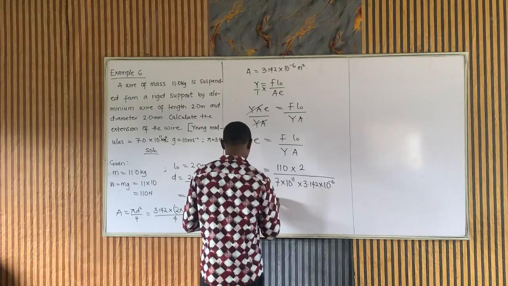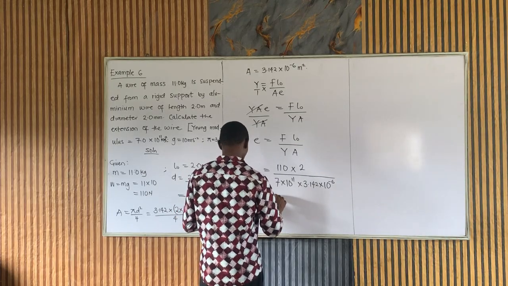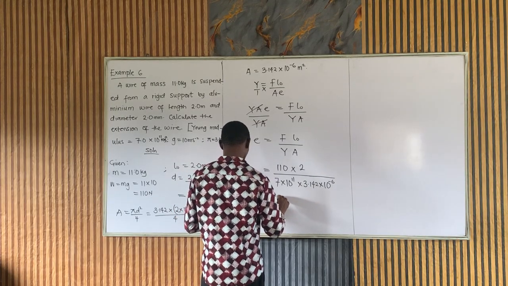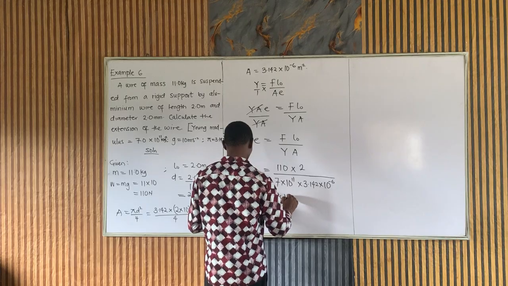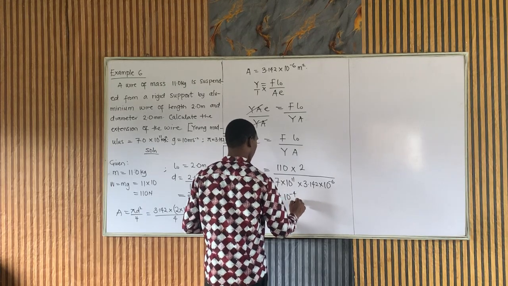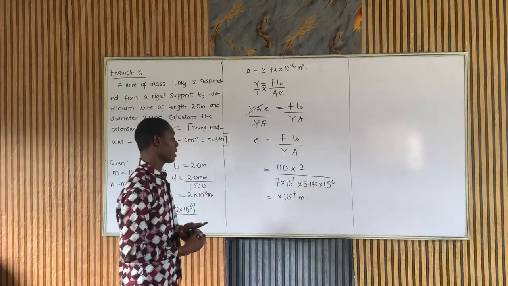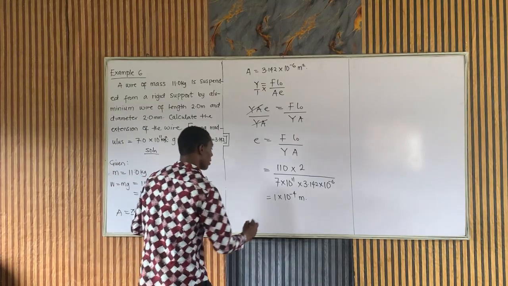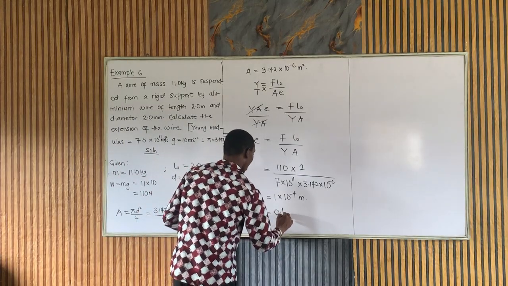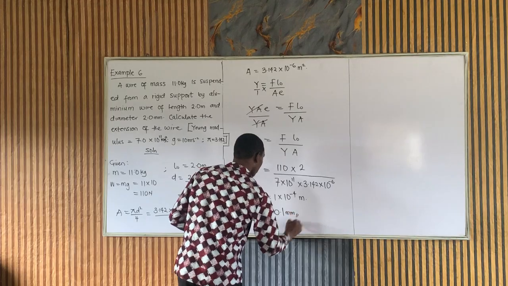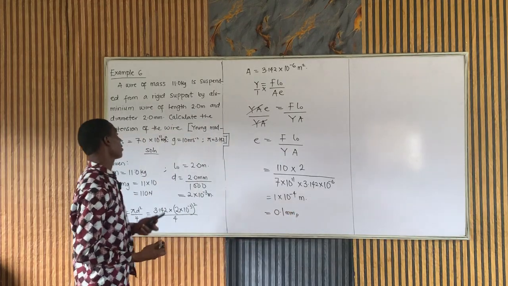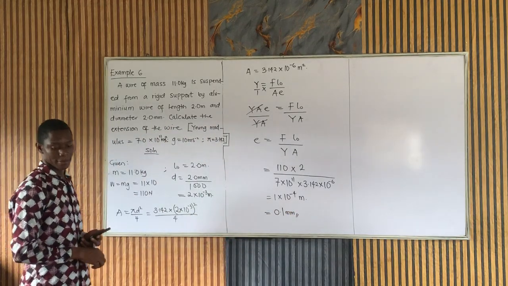So this is giving us 1 times 10 raised to the power minus 4 meters. So that's the extension, or this can be 0.1 millimeter. That's the extension of this wire.